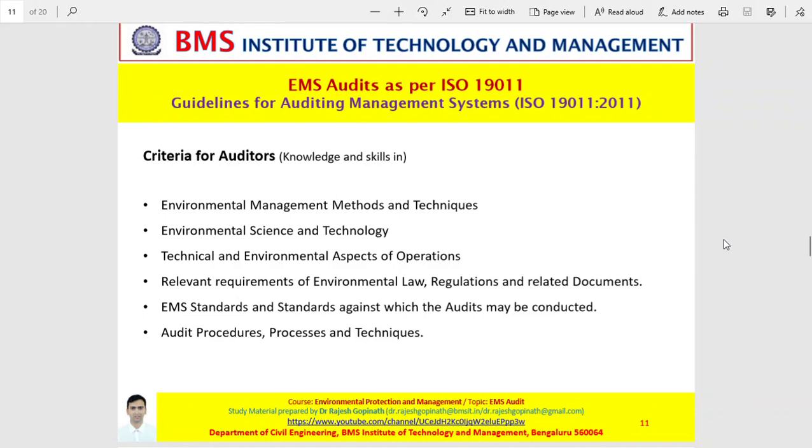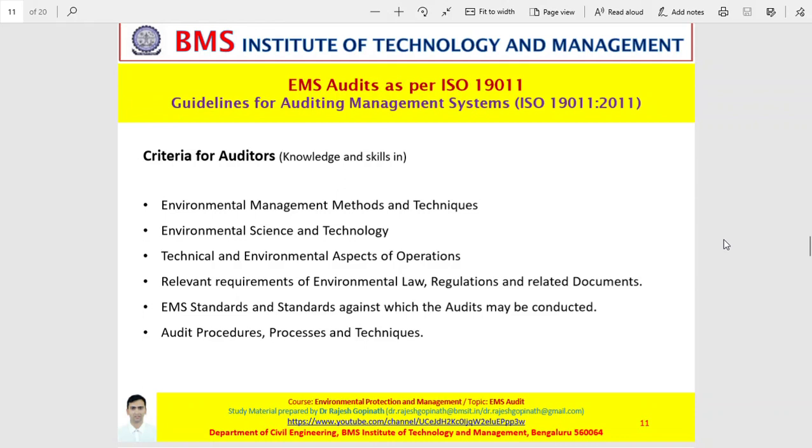They should know the various laws, regulations about environmental pollution prevention and protection. They should know all the standards with respect to EMS and the standards against which the audit may have to be conducted. They should be well versed with the audit procedures, processes and techniques.